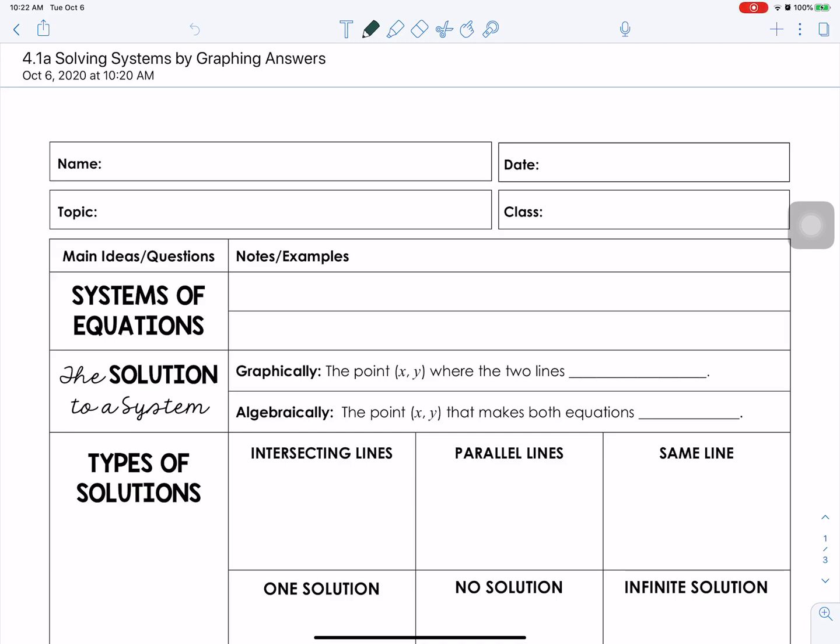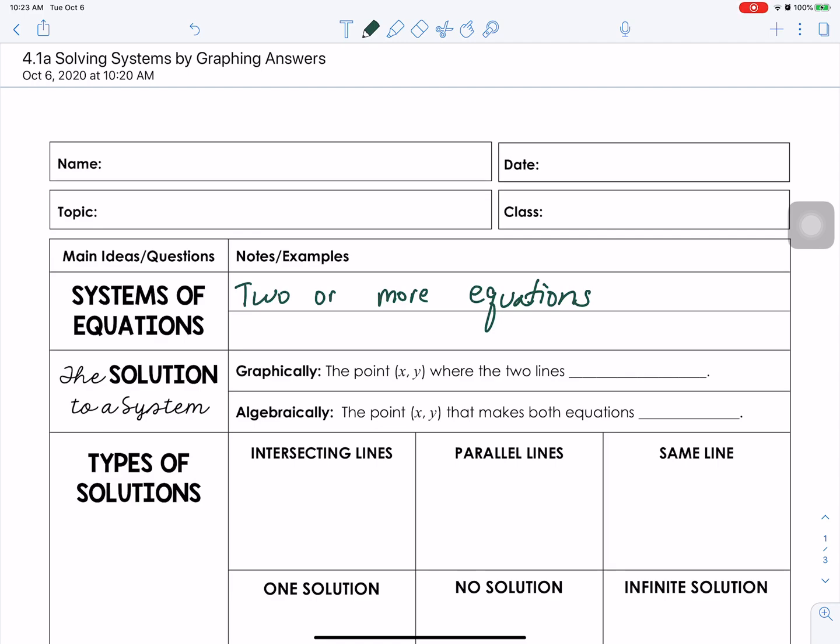So a new unit is systems of equations, my favorite stuff. A system of equations is two or more equations. We are going to be using two, but the actual definition is two or more equations. And we're looking for where they meet. So systems of equations is just generally we're talking about two or more equations.